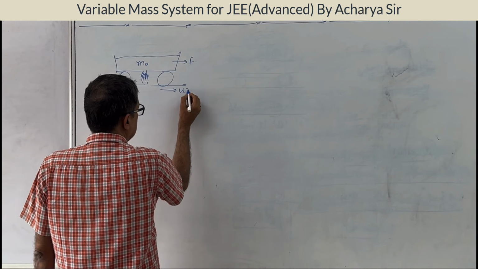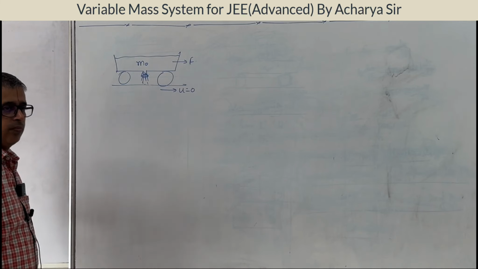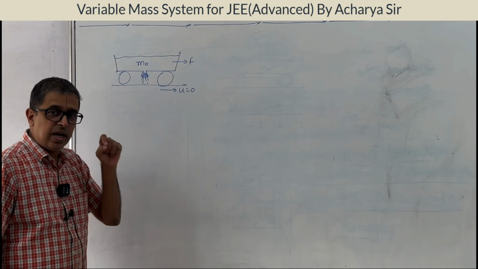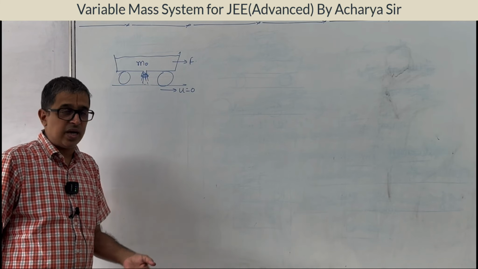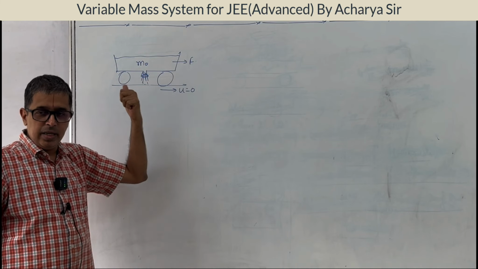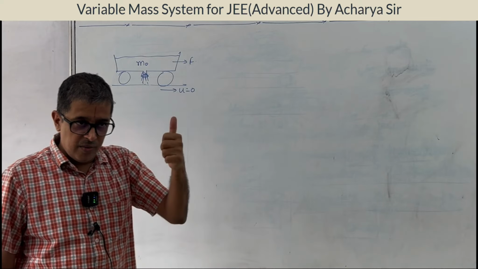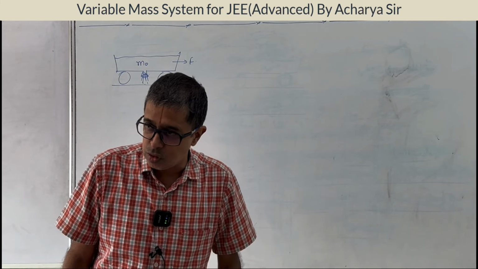Velocity at time t equal to 0, u is 0. Everything starts at time t equal to 0. Spilling of the sand, the force applied, initial velocity 0. Everything starts at time t equal to 0.